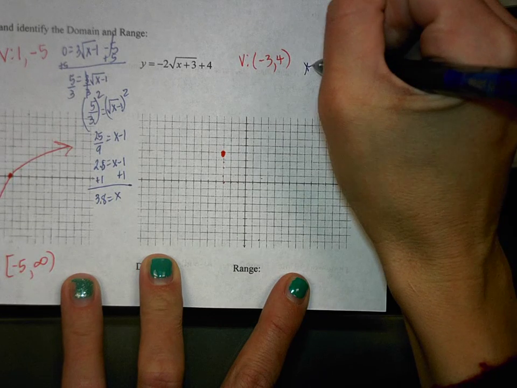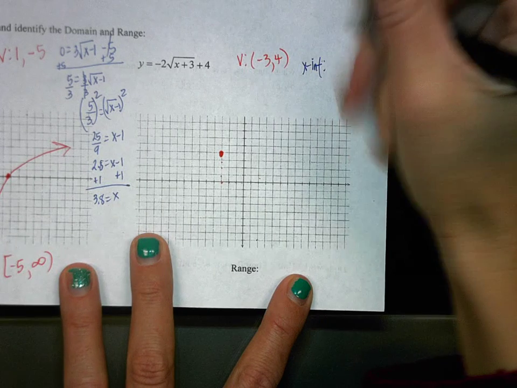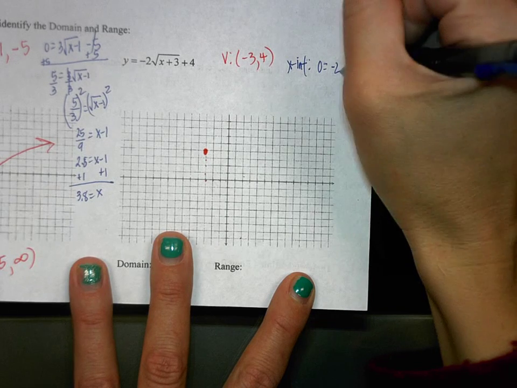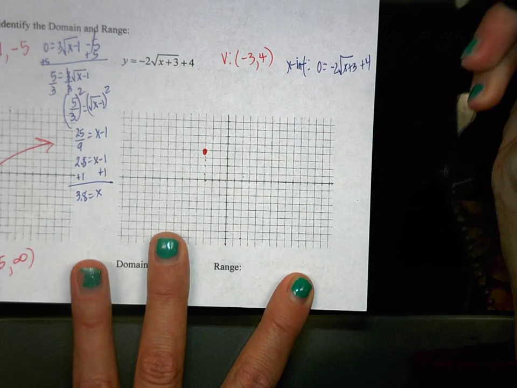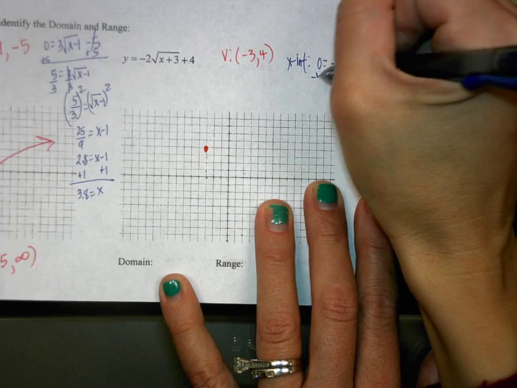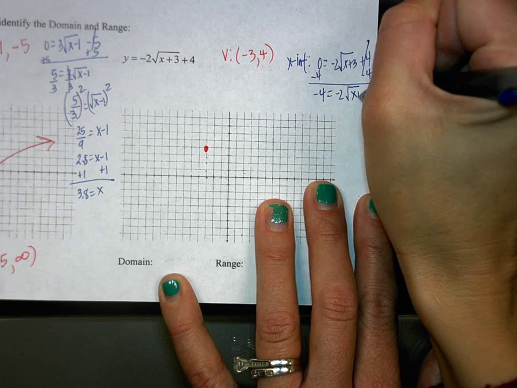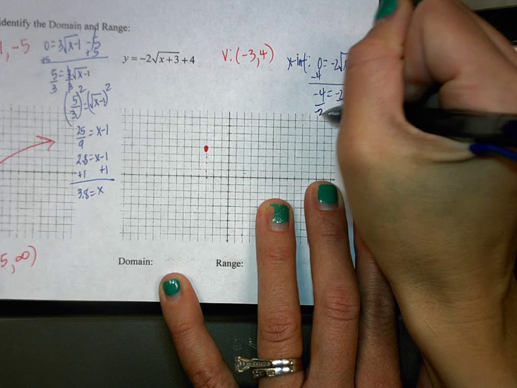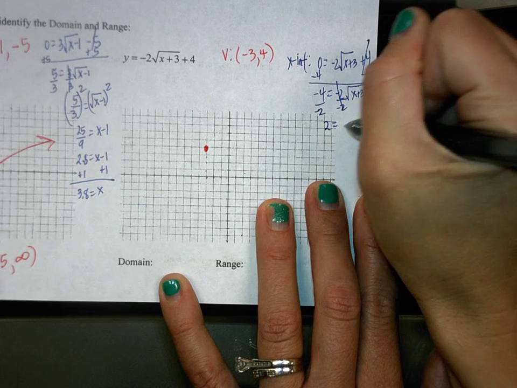Good. So for our x-intercept, we're going to plug in 0 for y. So we have 0 equals negative 2 root x plus 3, plus 4. Okay, what will I do first? Good. Subtract 4 from both sides. This cancels. Negative 4 equals negative 2 root x plus 3. What will I do next? Good. Divide by negative 2 on both sides. That cancels. Negative 4 divided by negative 2 is 2. So now I have 2 equals root x plus 3.